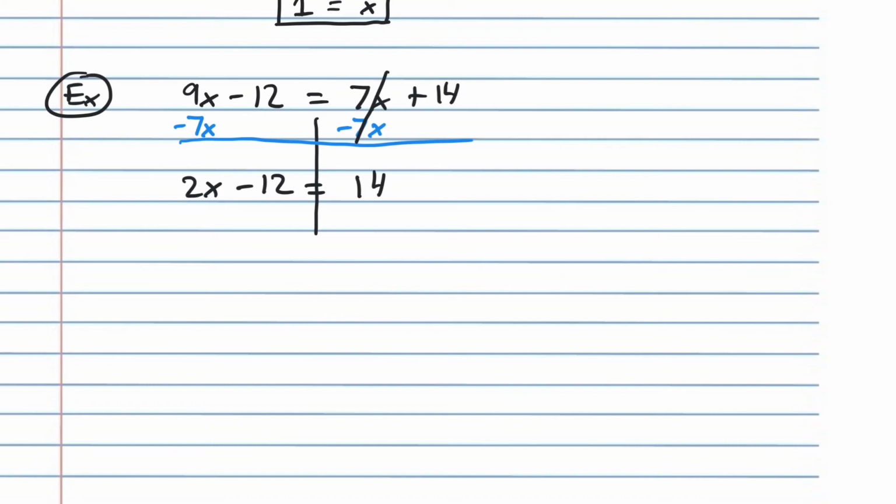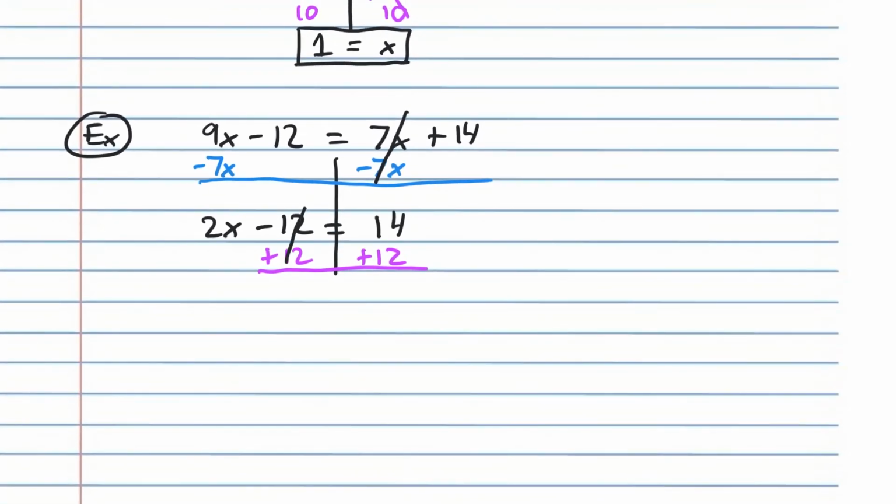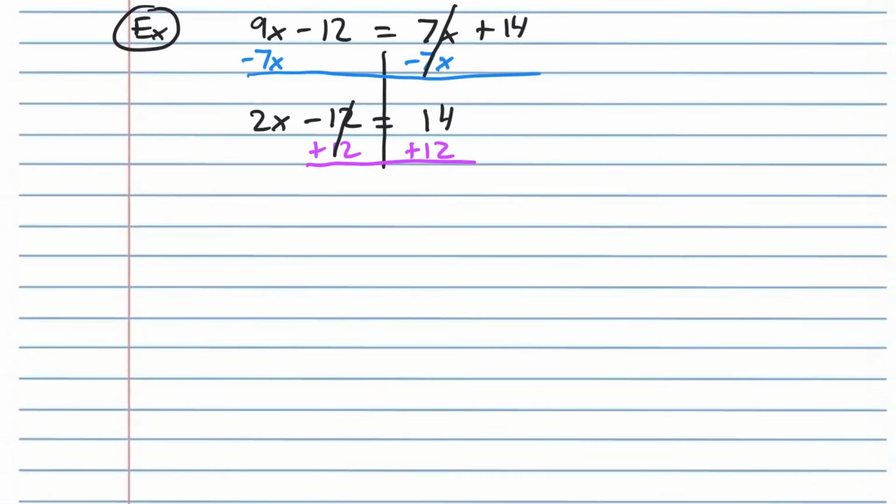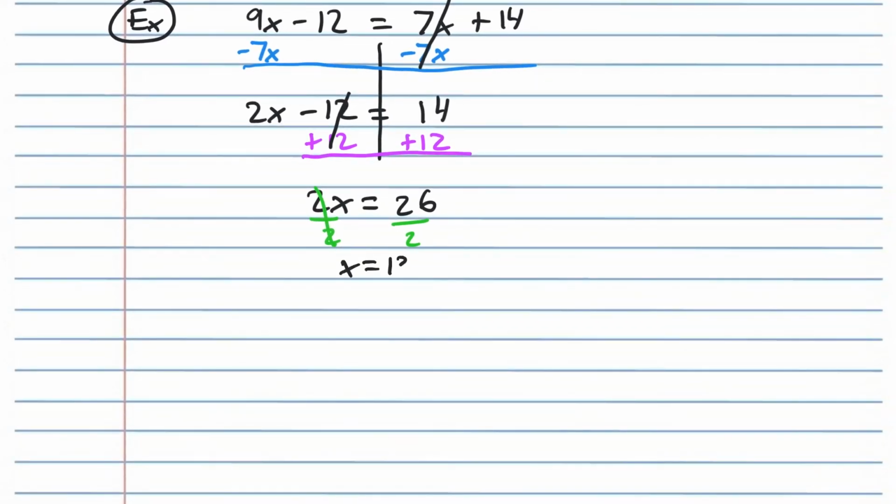Now that we've decided that the x's are on the left-hand side, that means all the numbers have to move to the right-hand side. So now I have to get rid of that 12. The inverse of a negative 12 would be positive 12. Again, whatever you do to one side, do to both. And that's a zero pair. And bring down the leftovers. So we have 2x, and 14 plus 12 gives you 26. And then last step, you have to get rid of that 2, so divide. So x is equal to 13.